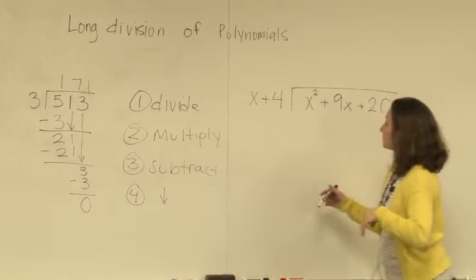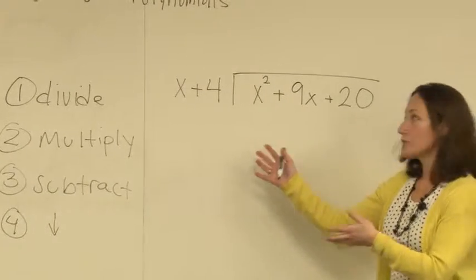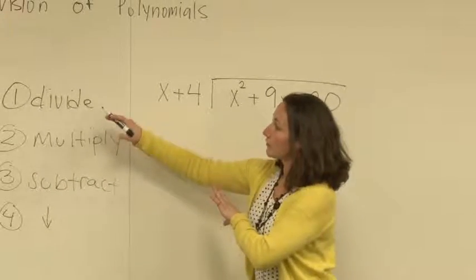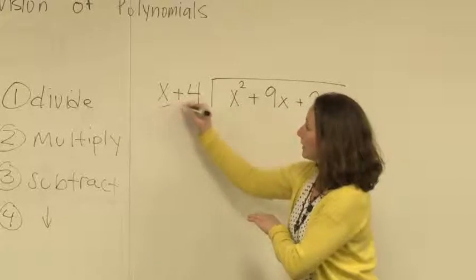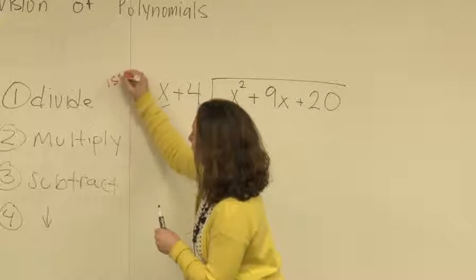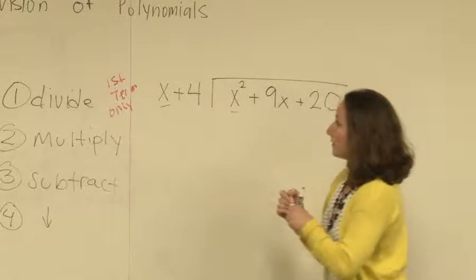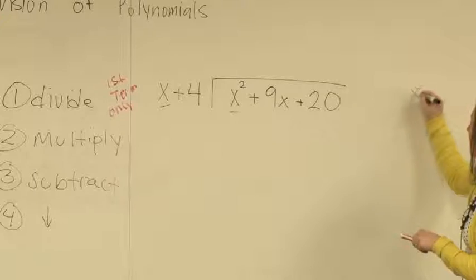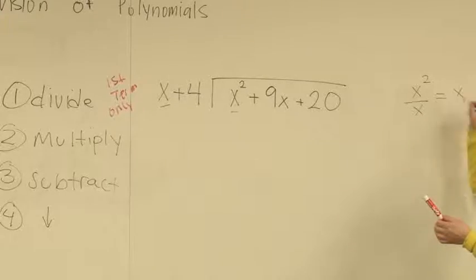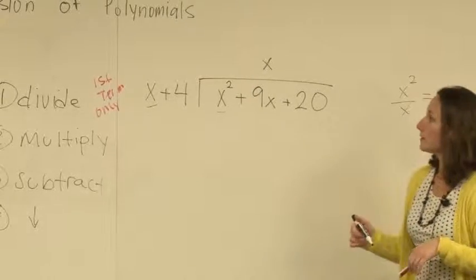I'm actually going to stand here. All right, so it's the same 4 steps, but when we're dividing polynomials, there's really no digits. So I'm going to make a few modifications here. When we're dividing, we divide the first terms only. So I'm going to make a little note here: first term only. Okay? So my division looks like this. x squared divided by x. And the answer to that is x. Okay, so step 1 was divide, just like it was over there, long division of real numbers.